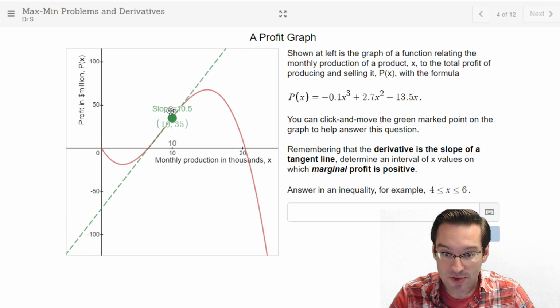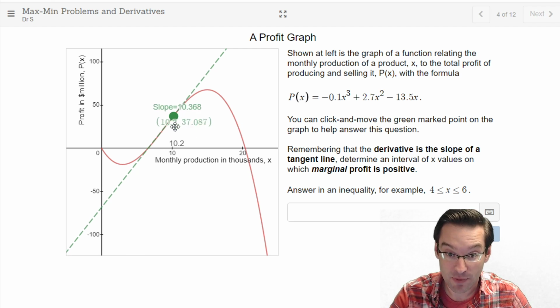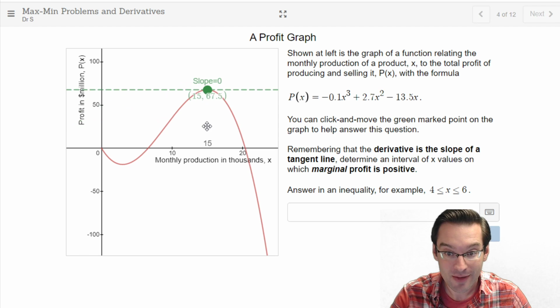So you might say that we're still sort of underproducing. As long as this marginal profit is positive, we can produce more and thereby increase our profit, because the next unit that we produce is going to net us a positive amount of profit when we sell it. That continues until we get up here.